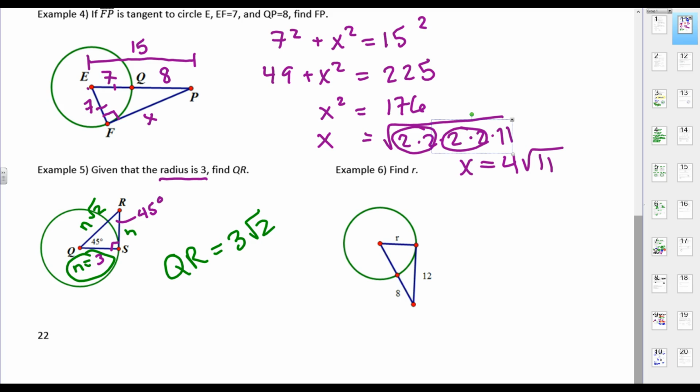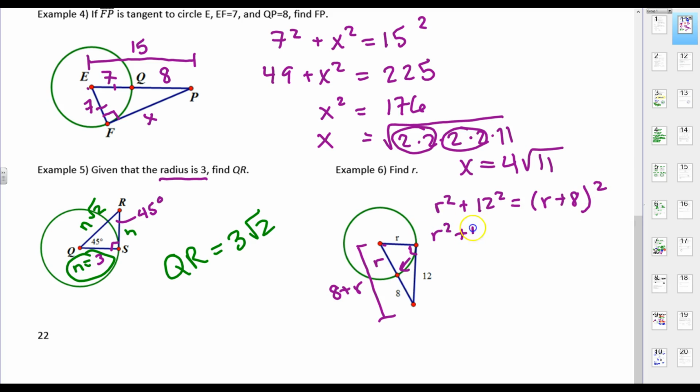Let's take a look at this guy. I want to find the value of r. Again, I know that this is a right angle. If this is r, this is also r, which means this side length here is not just 8, but 8 plus r, or r plus 8. So when I'm putting this into the Pythagorean theorem, that's the hypotenuse. So we would have r squared plus 12 squared equals r plus 8 whole quantity squared.